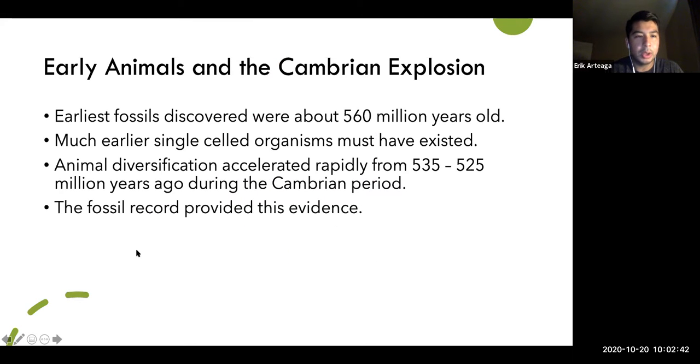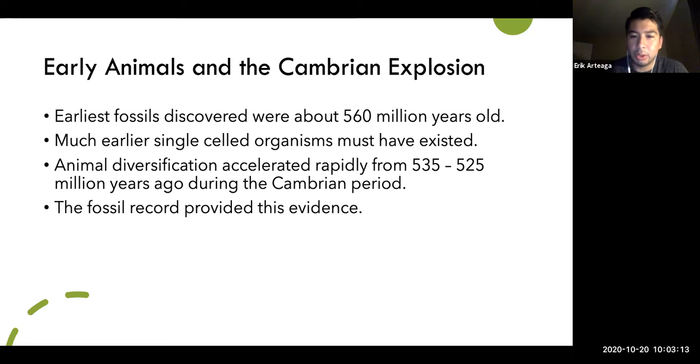Okay, early animals and the Cambrian explosion. We're going to be walking through the various developmental stages that have occurred on Earth with various different organisms, starting with the early, very primitive organisms, all the way to insects and more complex life. Okay, so earliest fossils discovered were about 560 million years ago.